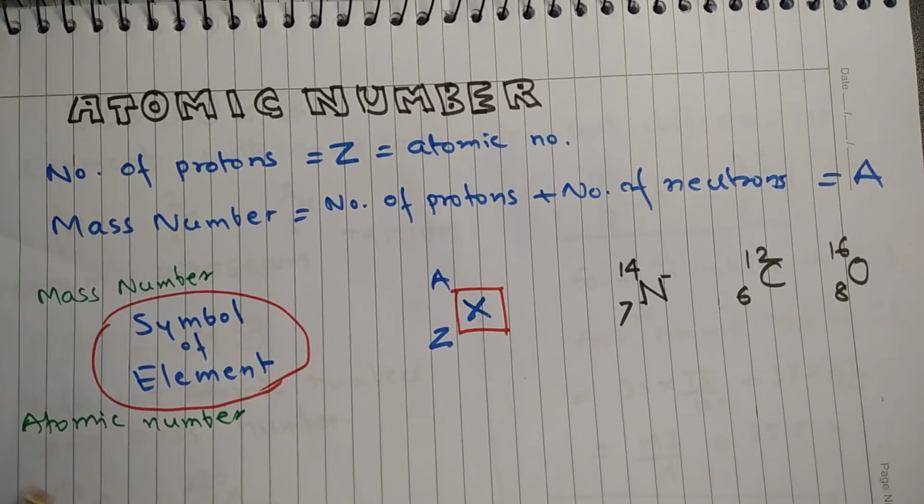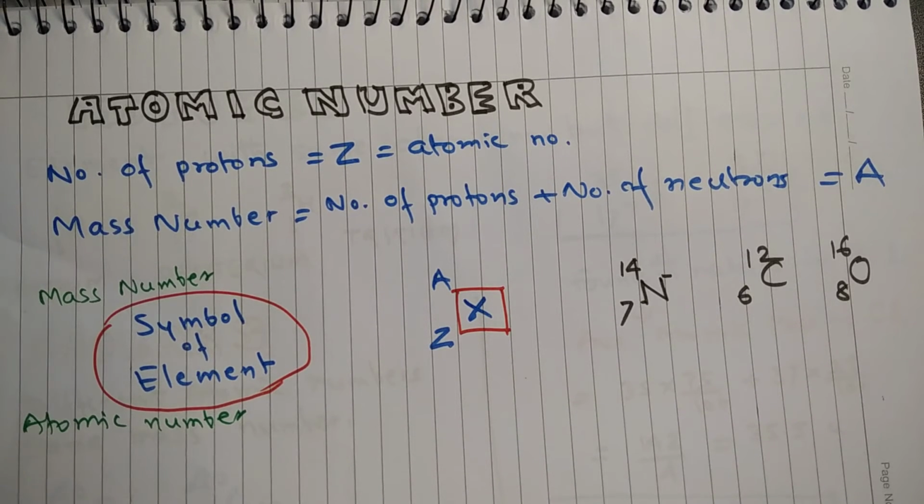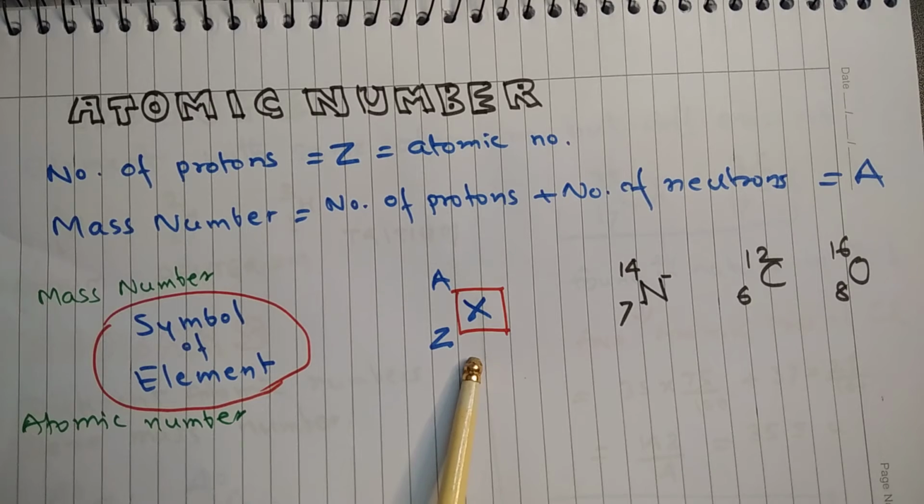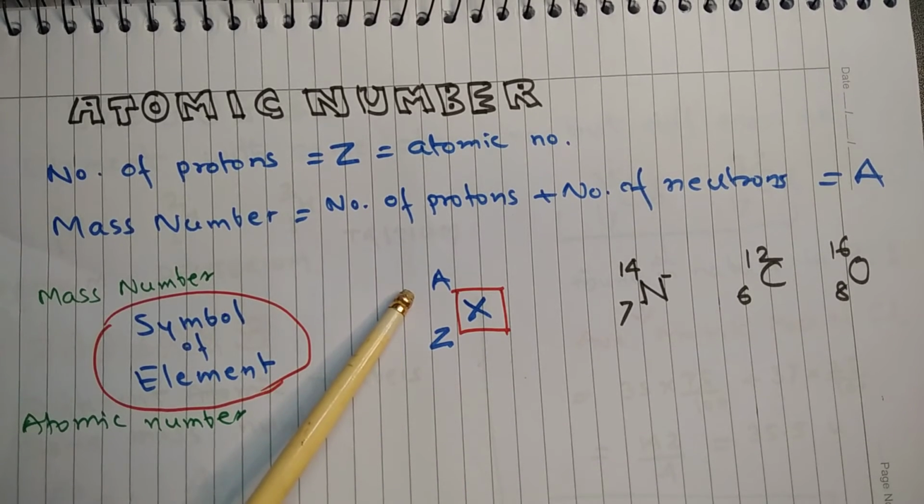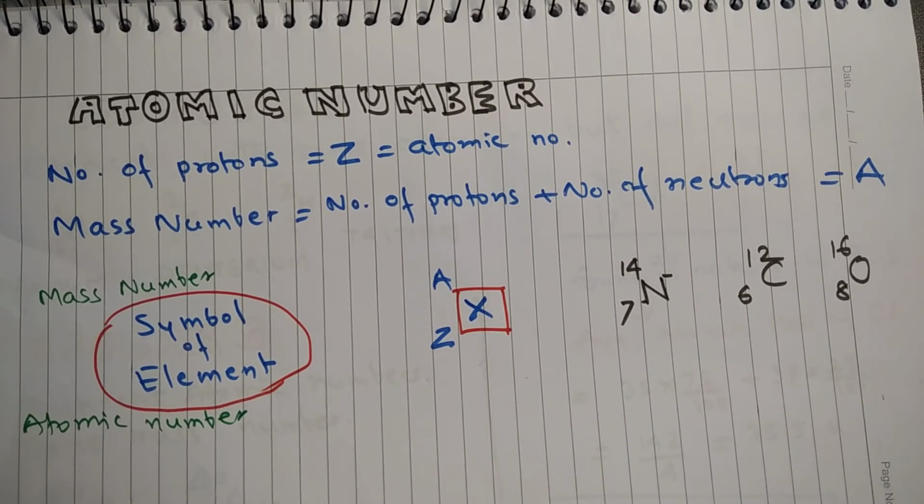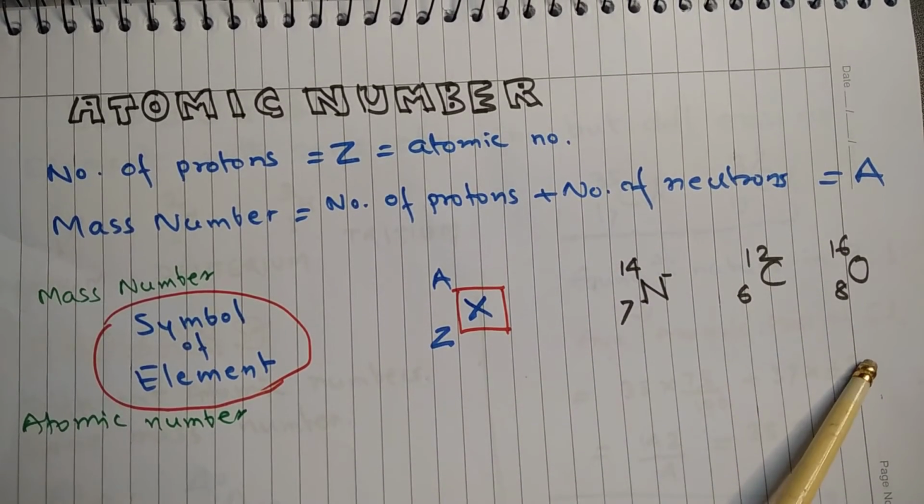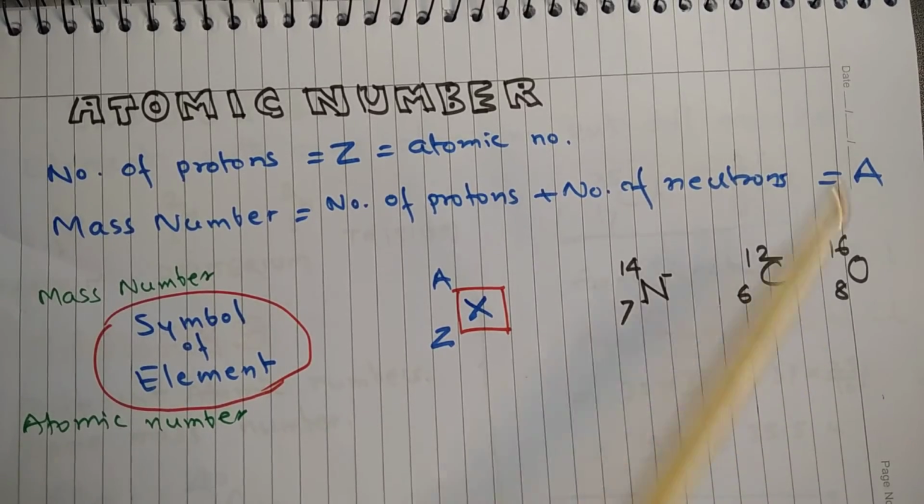While writing the mass number and atomic number along with the symbol of an element, mass number is written as superscript and atomic number is written as subscript, and they are written on the left hand side of the symbol. So say this is a symbol X, so this is the mass number and this is the atomic number. These are some examples. For nitrogen, atomic number is 7, mass number is 14. For carbon, atomic number is 6, mass number is 12. For oxygen, atomic number is 8 and mass number is 16.